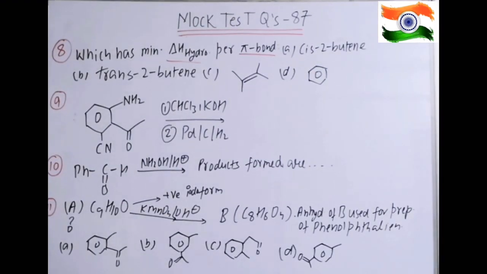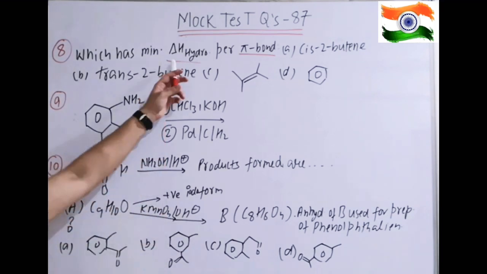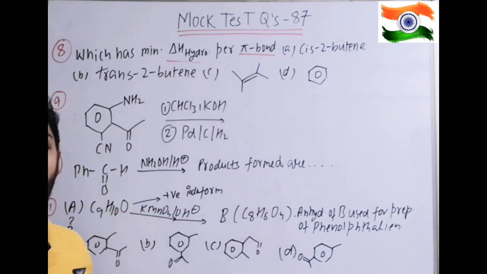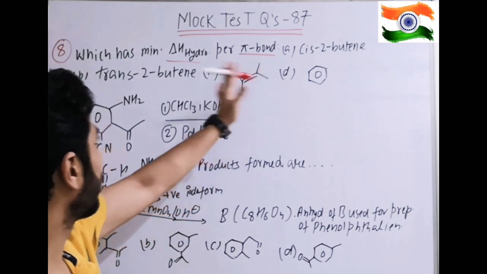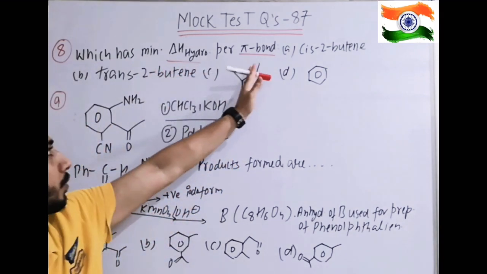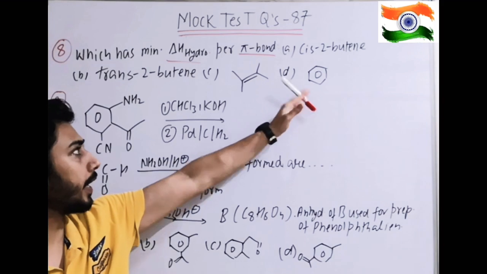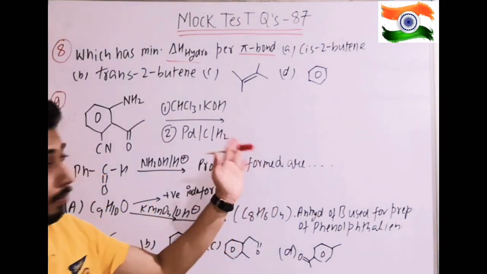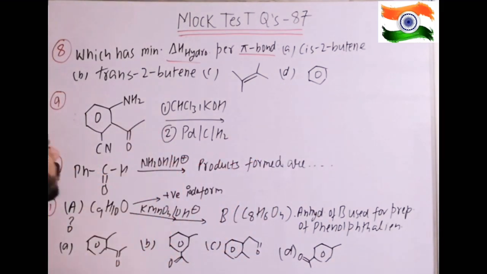Now question number 8, which has minimum heat of hydrogenation, delta H hydrogenation per pi bond. Which options are given? Cis, trans, and this compound, 2,3-dimethylbutene, and then benzene. Answer this question. Pause this video, think about it. I am explaining this question.